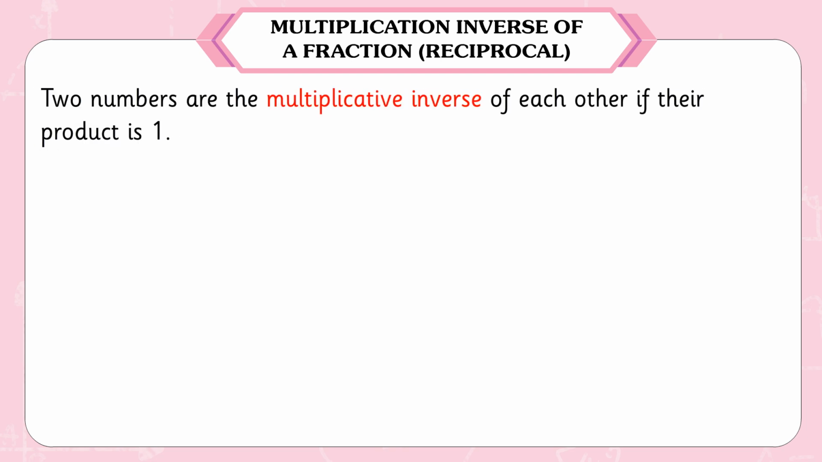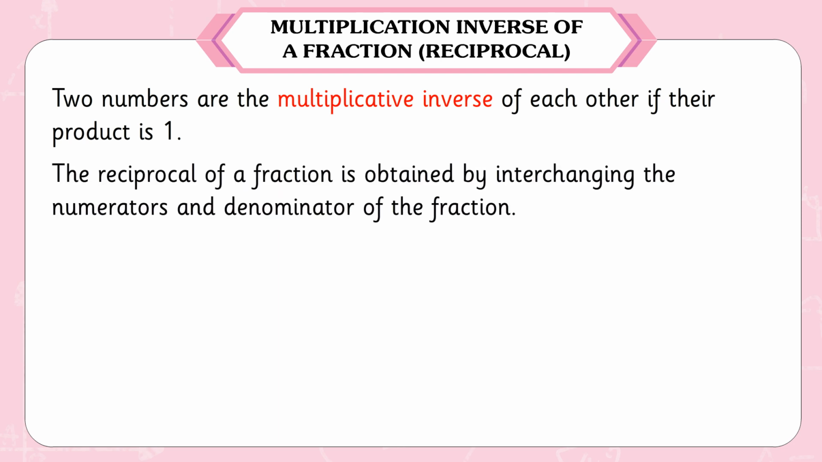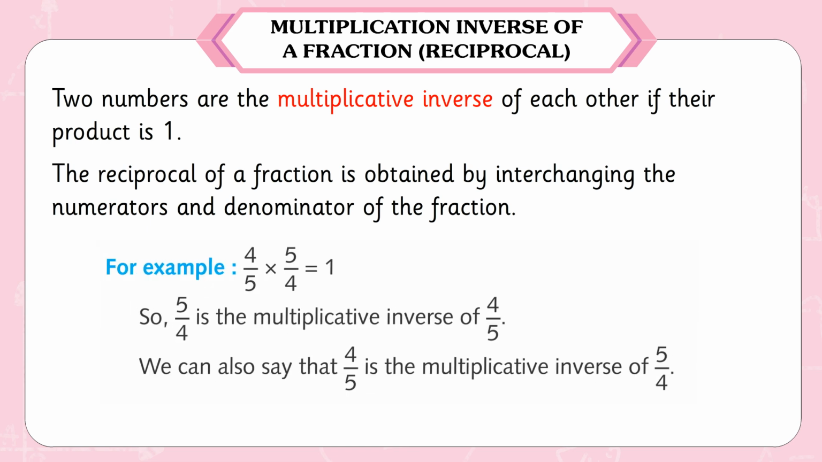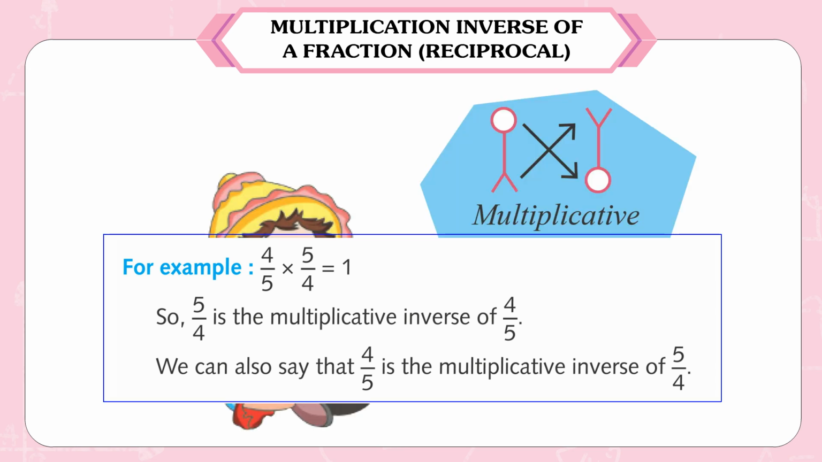Multiplicative inverse of a fraction. Reciprocal. Two numbers are the multiplicative inverse of each other if their product is 1. The reciprocal of a fraction is obtained by interchanging the numerator and denominator of the fraction. For example, 4/5 into 5/4 is equal to 1. So, 5/4 is the multiplicative inverse of 4/5. We can also say that 4/5 is the multiplicative inverse of 5/4.